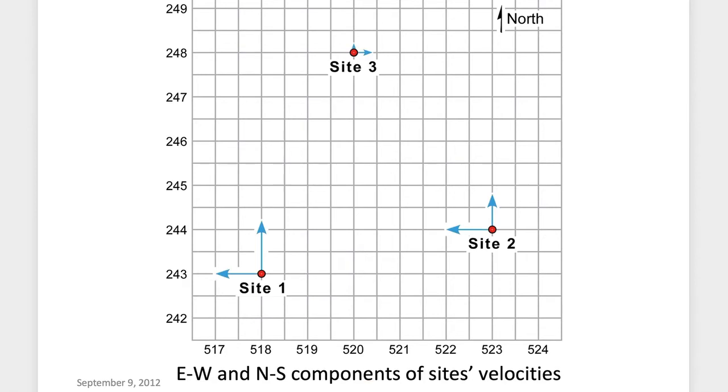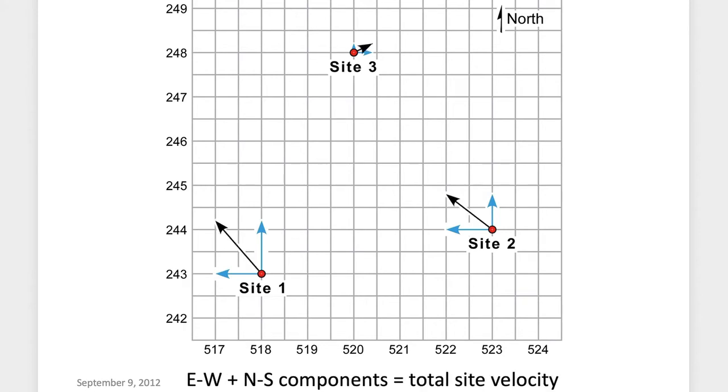For each of these sites we have the north-south velocity and the east-west velocity represented by these blue arrows. All three of these sites are moving towards the north. Two of them are moving towards the west, and one is moving towards the east. When we add those blue vectors together for each site, the result is the black vector, which is the total site velocity vector for each site.